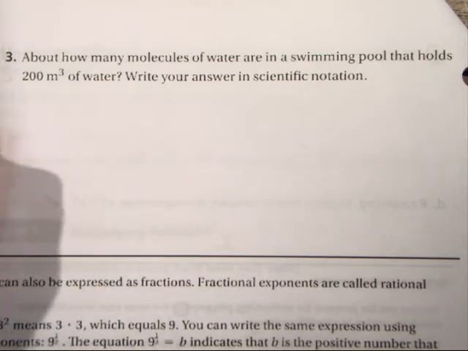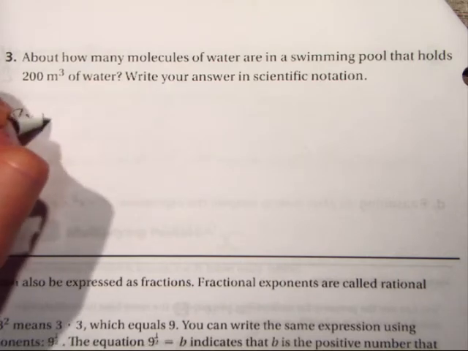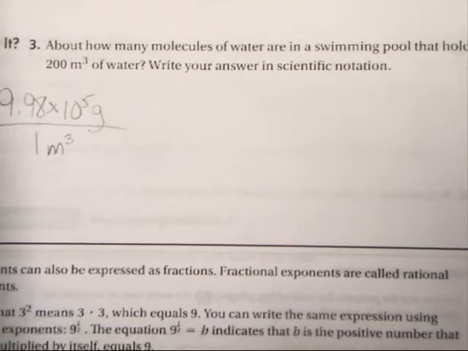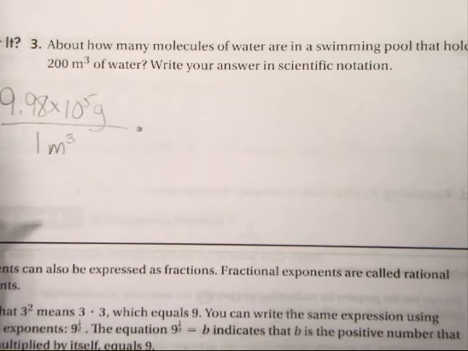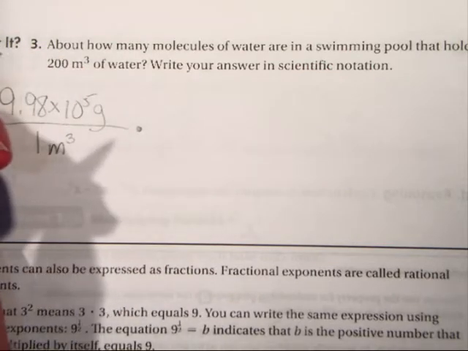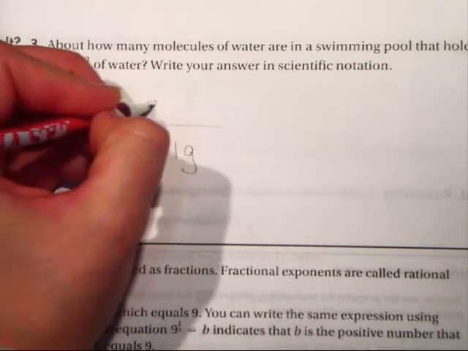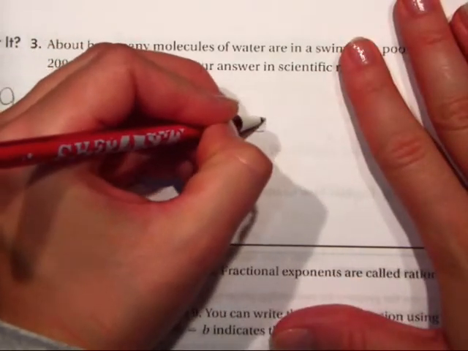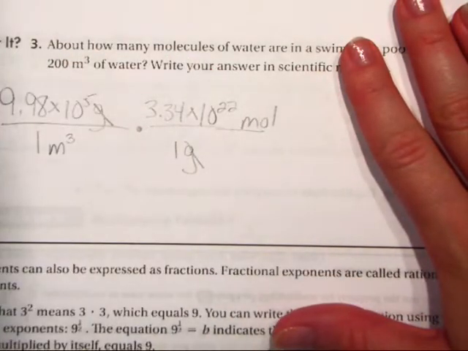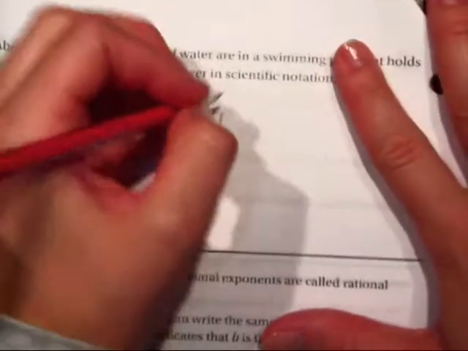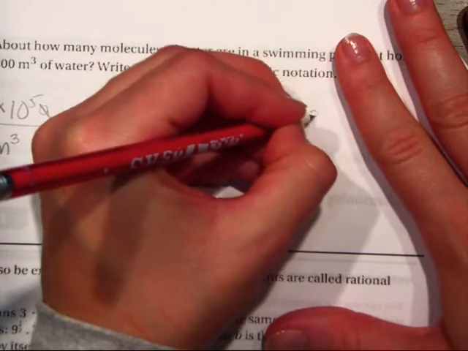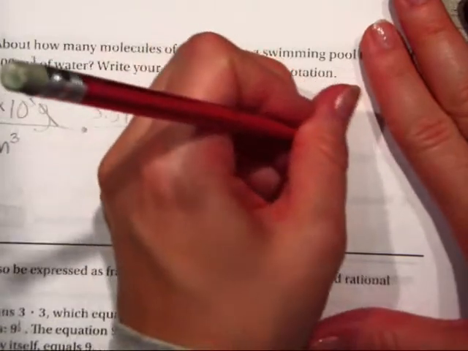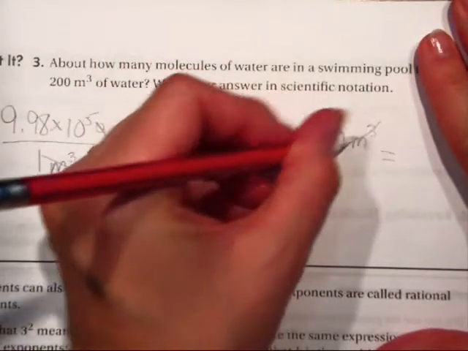Again, we do know that we have 9.98 times 10 to the 5th grams in every single cubic meter, right? Well, we also know that in every single gram, there is 3.34 times 10 to the 22 molecules. And if you see, I put that on the bottom so the grams can cancel out. And this particular pool holds 200 cubic meters, and that's in one pool, essentially. You can make that over one if you wanted to. So my cubic meters cross off, so the units are gone.